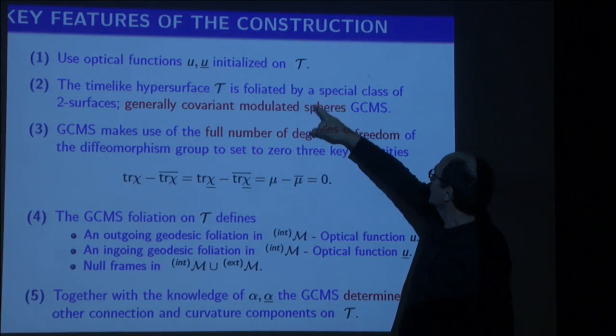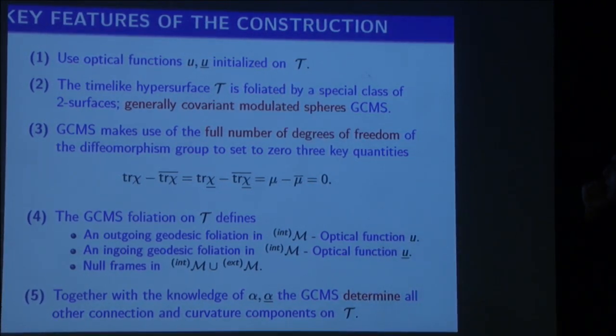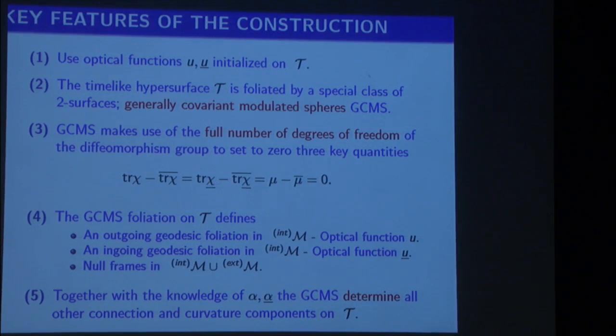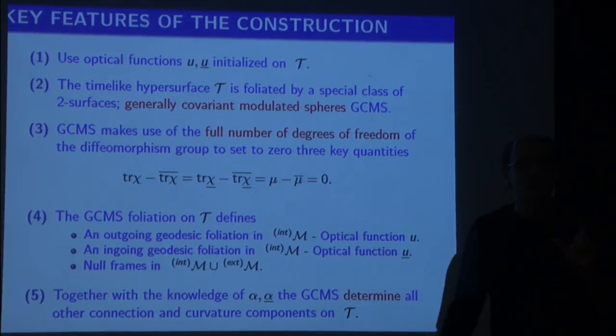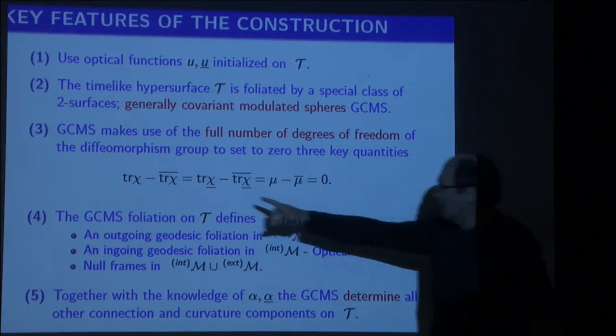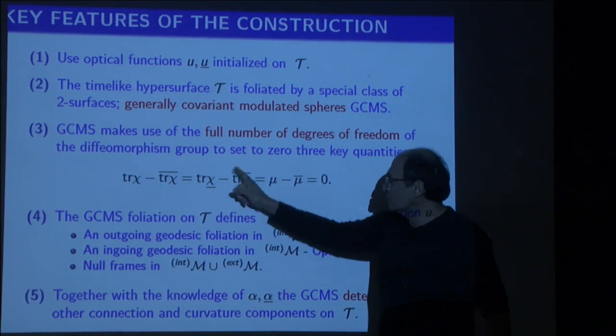So the optical functions are initialized on T. The time-like hypersurface is foliated by a special class of two surfaces, which we call generally covariant modulated spheres. This is the most important part of this construction: you have to take the two spheres in such a way that you cancel out certain components of the Ricci coefficients. And in fact, you can see it here. You cancel trace chi minus its average, and trace chi bar minus its average.